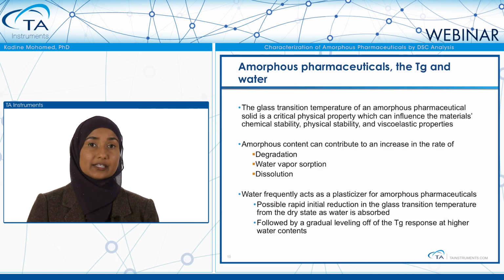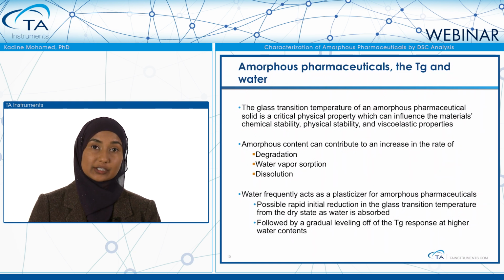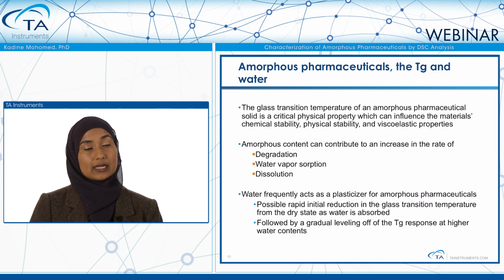However, it leads to a faster rate of degradation. So there's always a balance between finding the right temperature, especially with respect to the storage conditions and the use temperature of a material, to minimize degradation while the material is being stored and prior to the use of that material. Water can have a plasticizing effect on the glass transition of pharmaceutical materials.